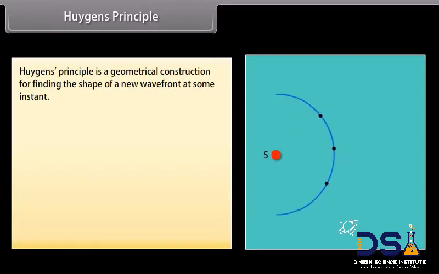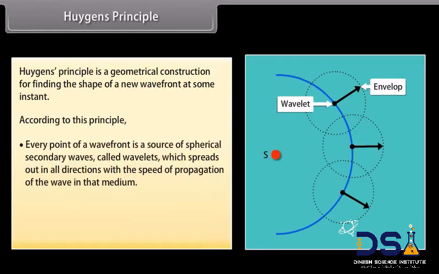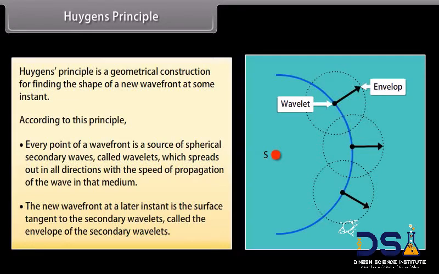Huygens Principle. Huygens Principle is a geometrical construction for finding the shape of a new wavefront at some instant. According to this principle, every point of a wavefront is a source of spherical secondary waves called wavelets, which spread out in all directions with the speed of propagation of the wave in that medium. The new wavefront at a later instant is the surface tangent to the secondary wavelets, called the envelope of the secondary wavelets.